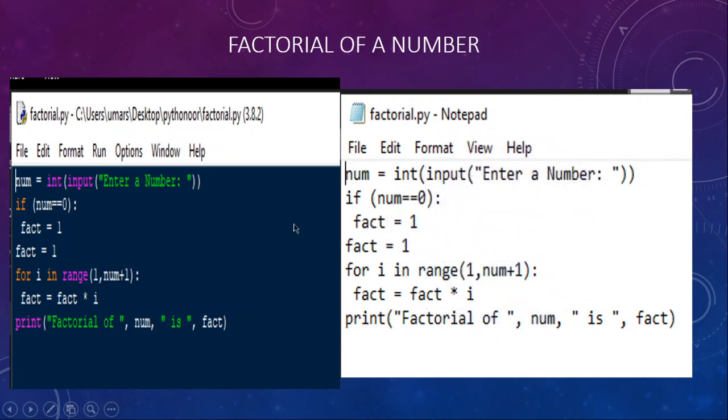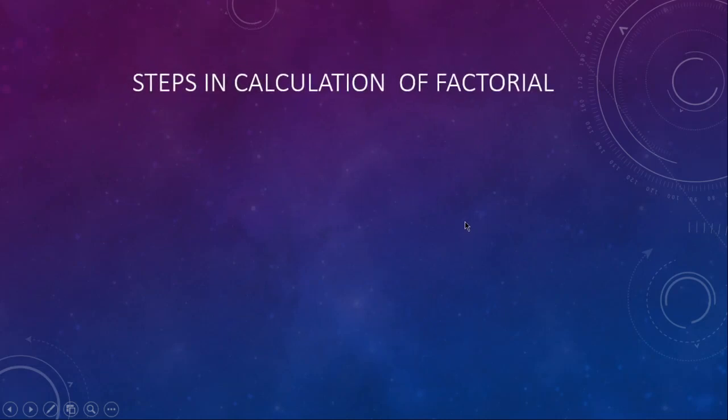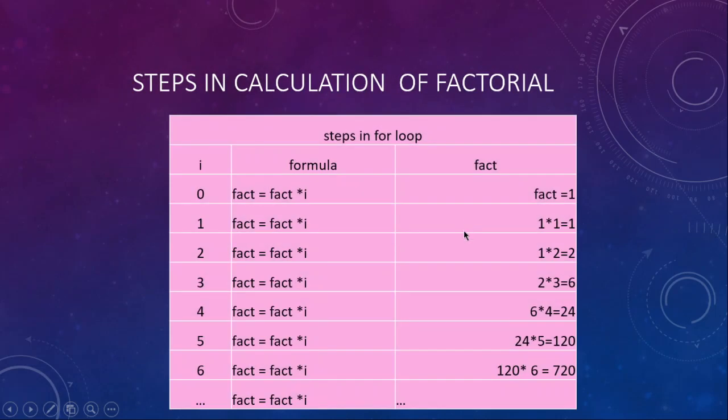Now here I have given both the versions, both in the Python IDLE editor as well as in Notepad. I have shown in the first video how to execute a Python program both in the Python IDLE and also how to run a Python program using Notepad. Now I have just given the steps of how to calculate the factorial of a number. For example, if I am going to find the factorial of 0, the factorial is 1. That is an assumption, 0 factorial is 1. That is the mathematical definition.